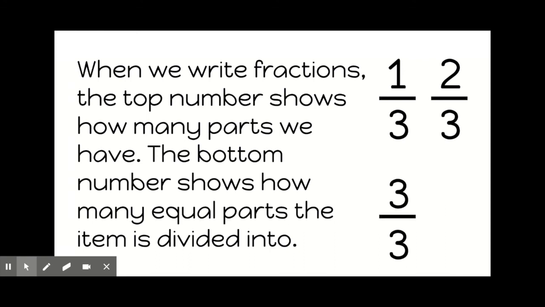Finally, we can have 3/3. And since 3/3 means that the number of parts we have is 3, that's the top number, and the number of equal parts that the item is divided into is also 3, that's our bottom number, then we can also say that we have 1 whole, or 1, because all three parts are out of all three parts.